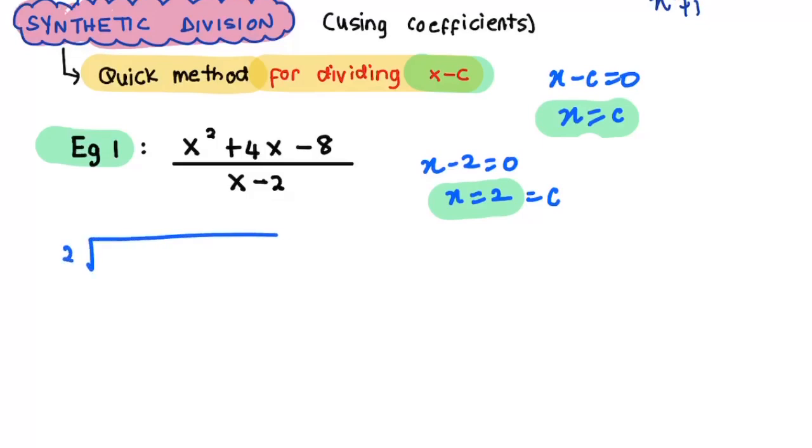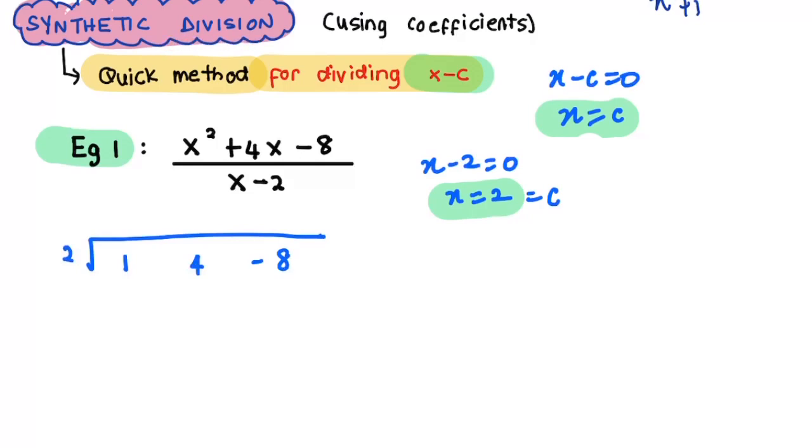And then here, let's put all of the coefficients. Okay, so this is a polynomial with degree 2. So you must write here the coefficient of power of 2, coefficient of power of 1, and coefficient of constant. For the first one, the coefficient for x power of 2 is 1. Next, the coefficient for x power of 1 is 4. And the coefficient for your constant is minus 8. So now you have finished preparing for using synthetic division.